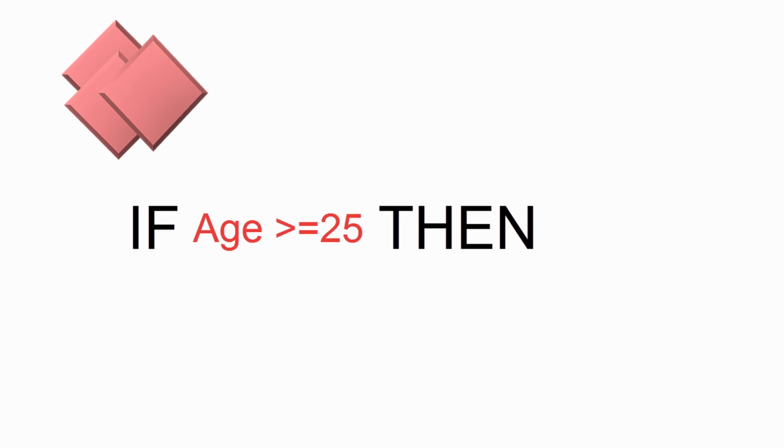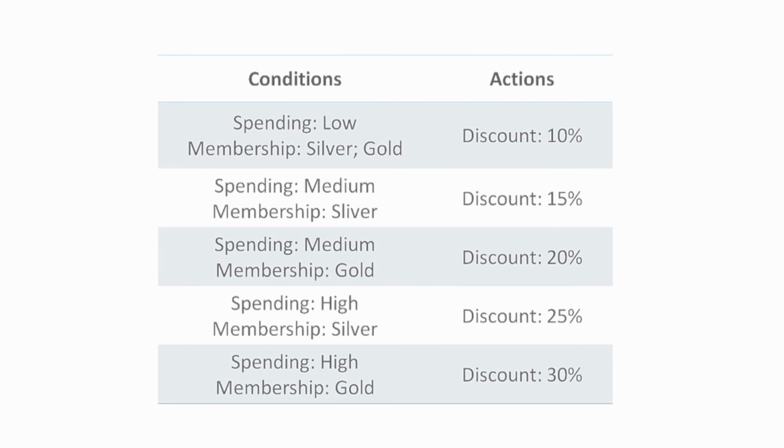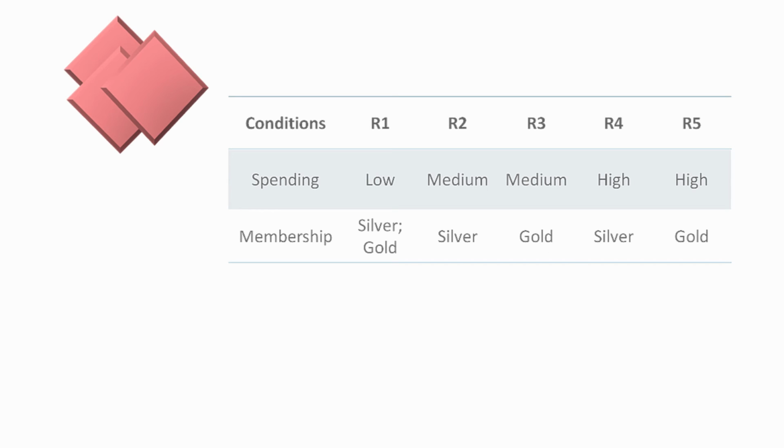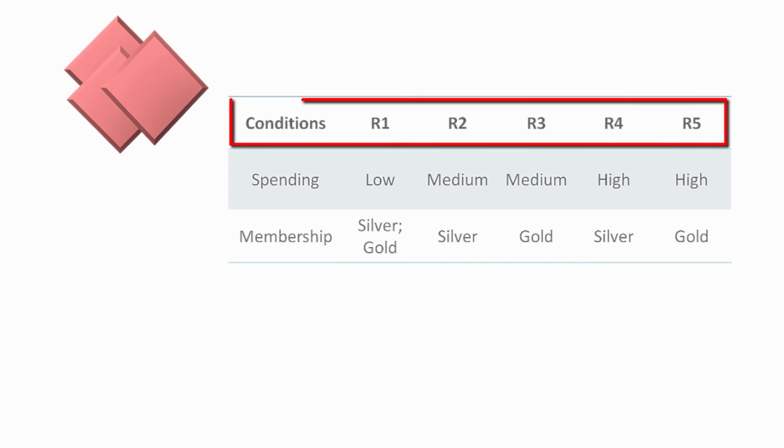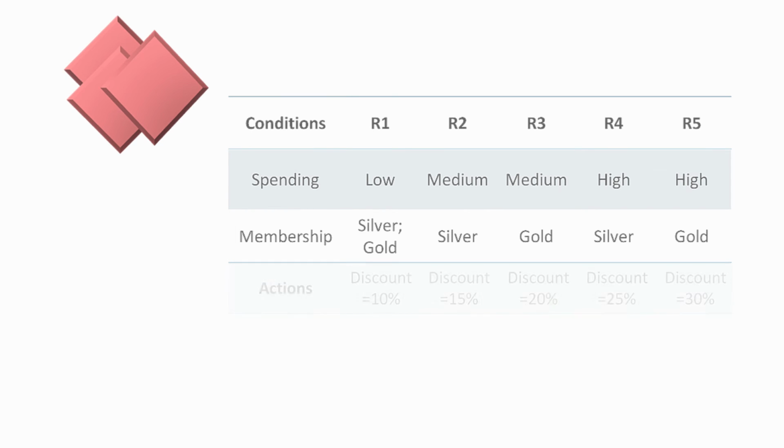A rule is a logical statement that defines one possible outcome of a decision. If conditions are relatively simple and independent, you can use general if-then rules. For example, if the applicant's age is 25 or older, then the request is approved. If there are multiple related conditions and actions, a decision table may be easier to work with. A decision table evaluates the set of conditions, for example, different combinations of spending and membership levels, and each rule has an associated action.